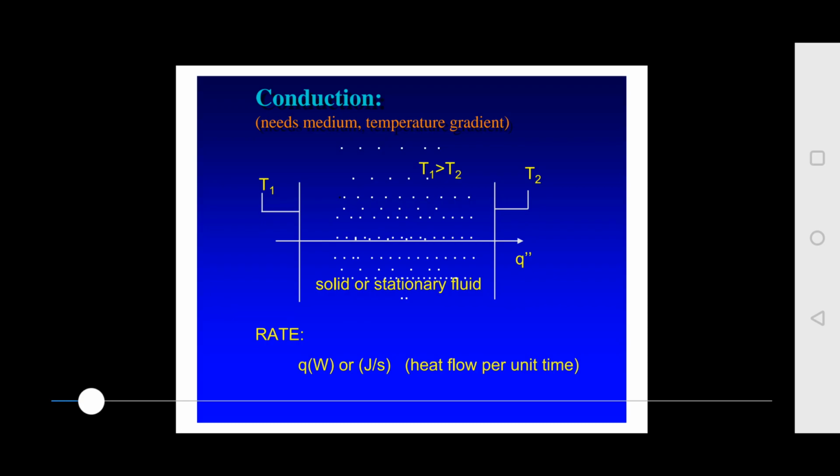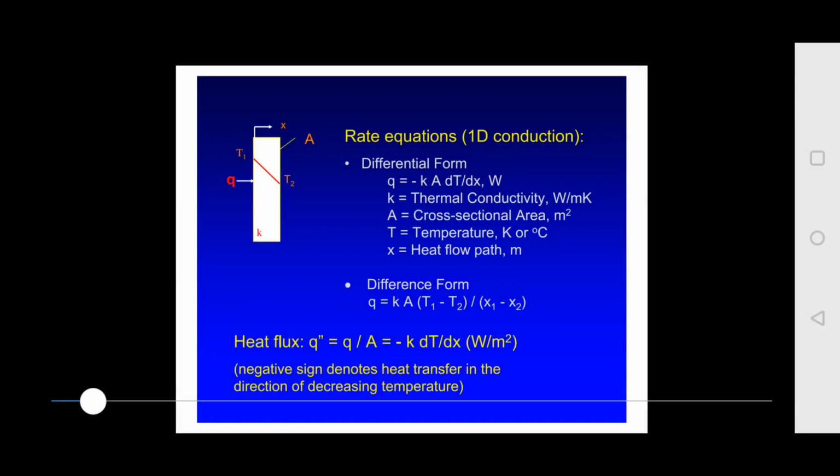So rate of heat transfer is Q, watt or joule per second, heat flow per unit time. So we can see here, if we want to write a rate equation for how this heat is transferring from one point to another, we have a solid body with temperatures T1 and T2, this is the heat Q, and this K is the thermal conductivity of the material.